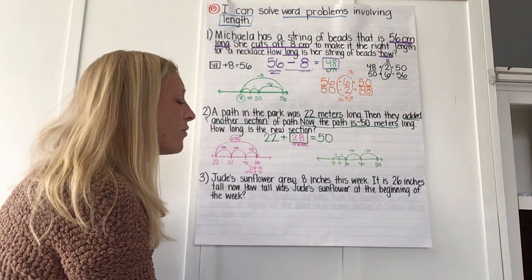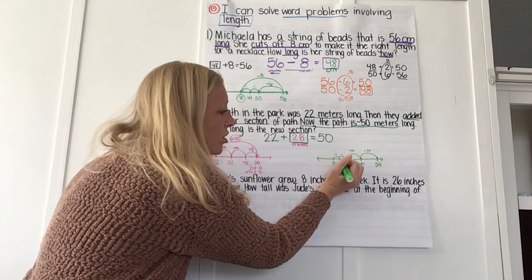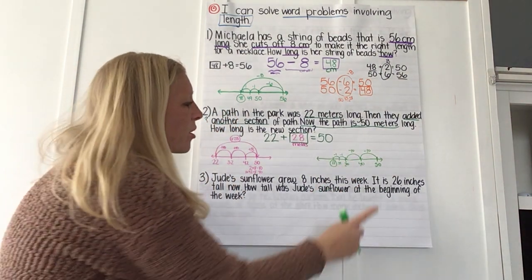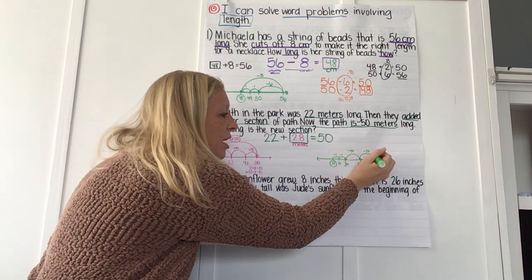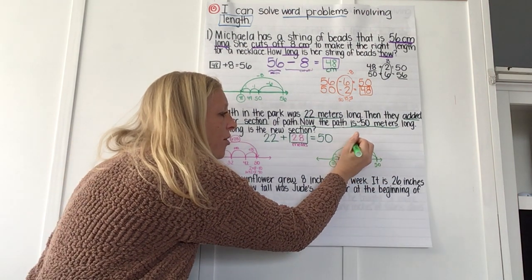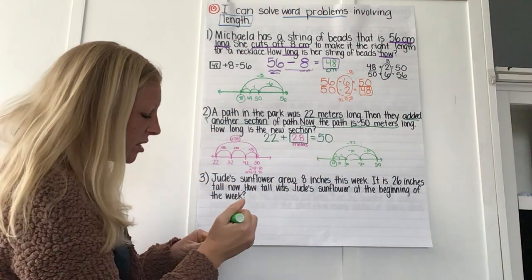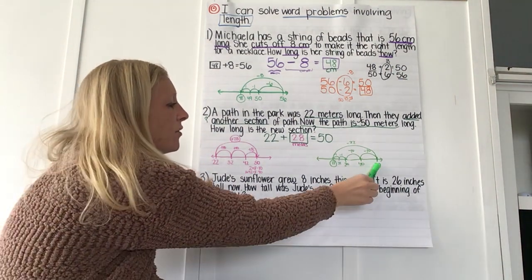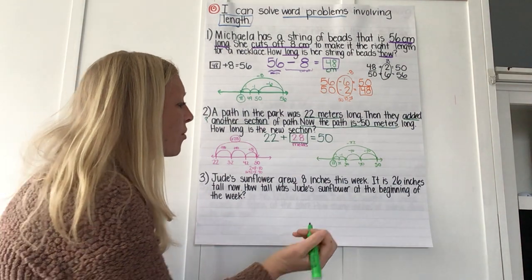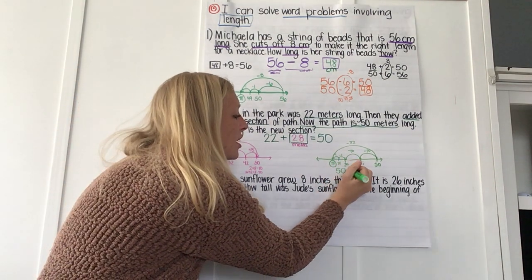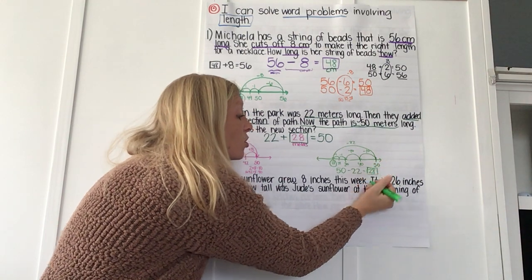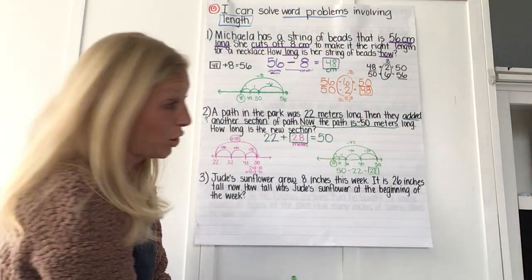So where is your difference? Where is your new path? So you start with the whole path, take away the old path, and you land on what was left that is building to make the new path. 50, what equation would you write to match that work? 50 minus 22 equals 28 meters. Yes.